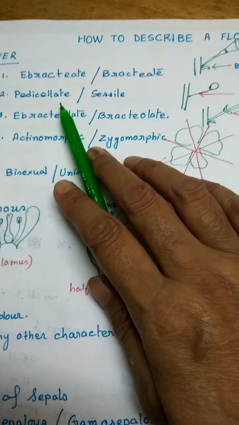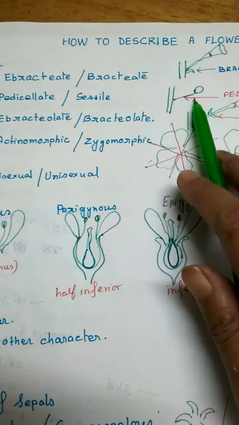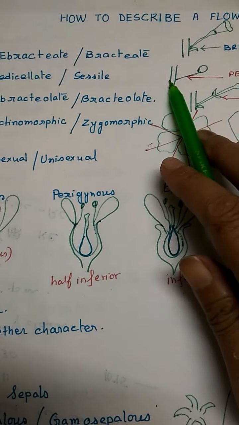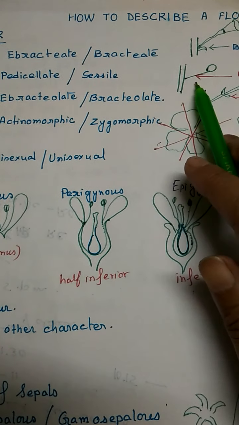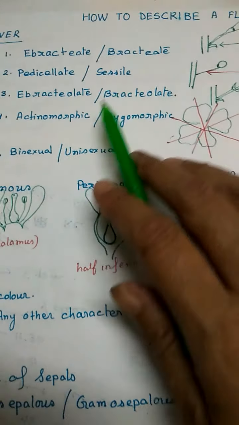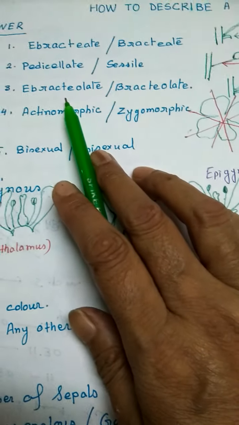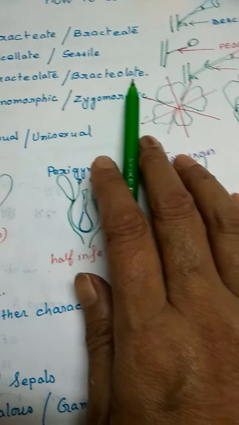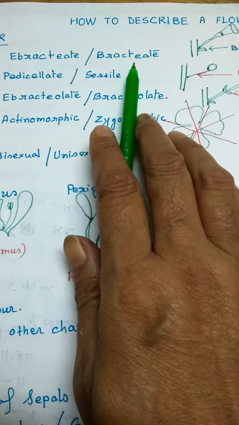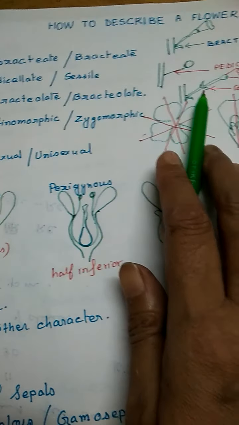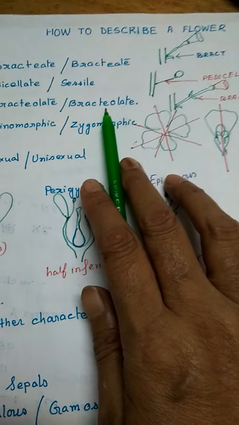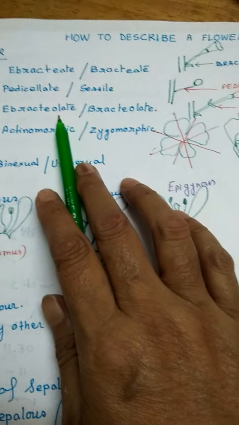Next one is pedicellate or sessile. Now if the flower is attached to the main axis with a stalk, then that is known as pedicellate. If that one is absent, then that is known as sessile. Now next one is ebracteolate or bracteolate. Bract is present or absent, on the basis of which ebracteate and bracteate. Now another green part is known as bracteole. If that one is present, then bracteolate. If it is absent, ebracteolate.